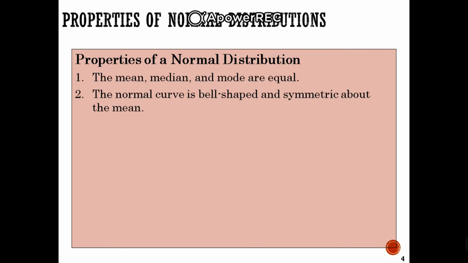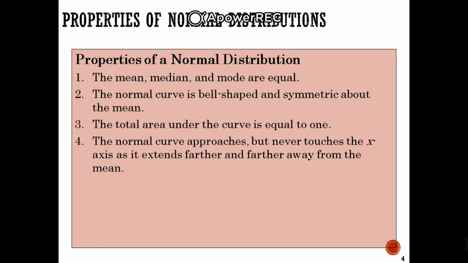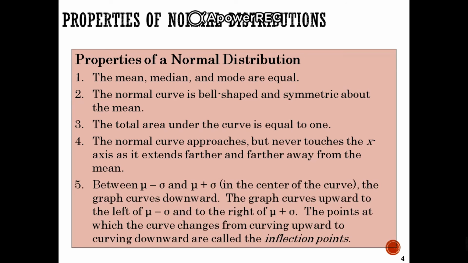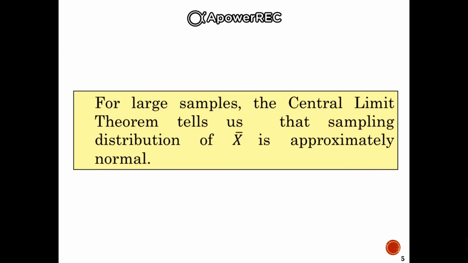Properties of the normal distribution: the mean, the median, and the mode are equal. The normal curve is bell-shaped and symmetric about the mean. The total area under the curve is equal to 1. The normal curve approaches but never touches the x-axis as it extends farther and farther away from the mean. The points at which the curve changes from curving upwards to curving downwards are called the inflection points or the points of inflection. So now, for large samples, the central limit theorem tells us that the sampling distribution of the sample mean is approximately normal.